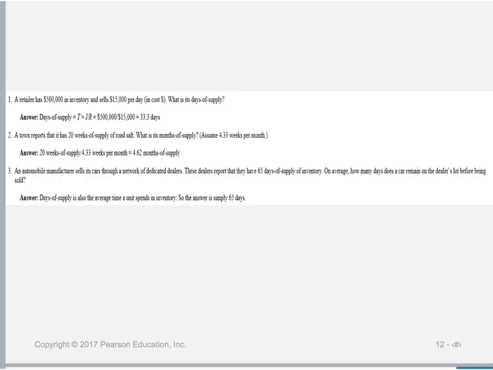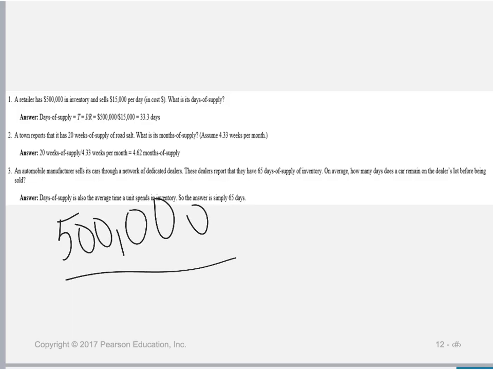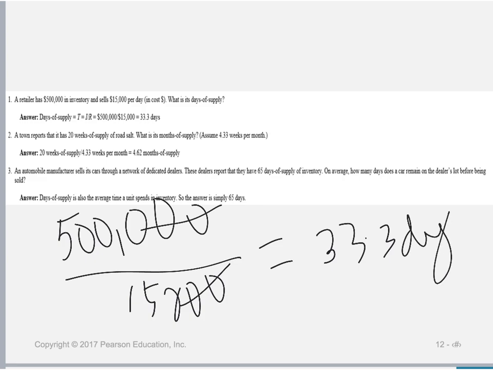Here's another one. It's a little harder to read the font, but a retailer has $500,000 in inventory and sells $15,000 per day. What is the days of supply? So you take the 500,000, divided by 15,000, and that gives you 33.3 days of supply.